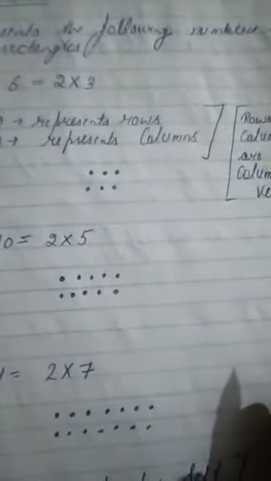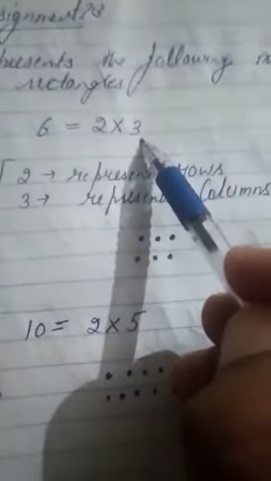Okay, students, now we proceed toward assignment 2.3. Here we show the rectangles, triangles, and squares in the form of rows or columns by using dots. First, represent the following numbers as rectangles. First is 6. We have to break it into 2 multiplied by 3. So one represents the rows and the other represents the columns.